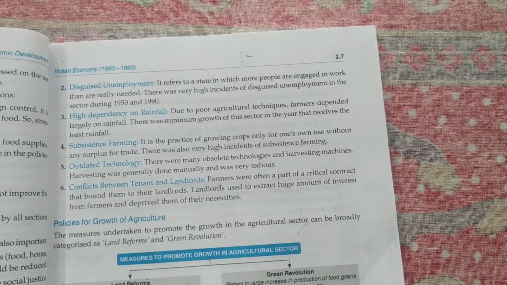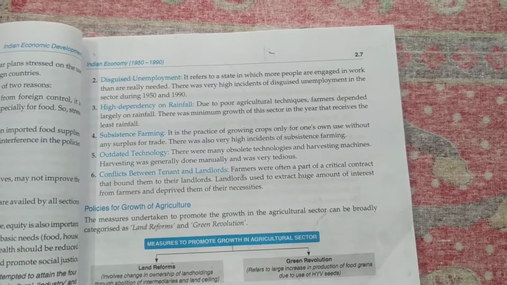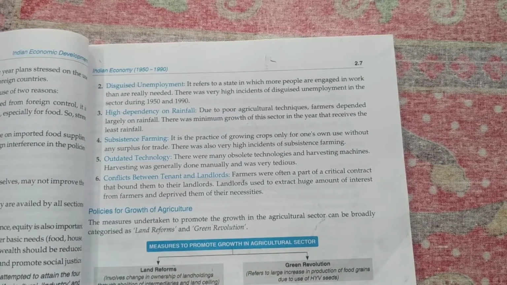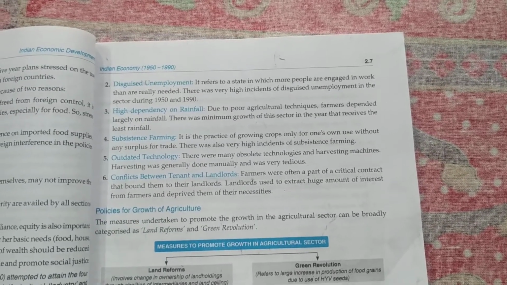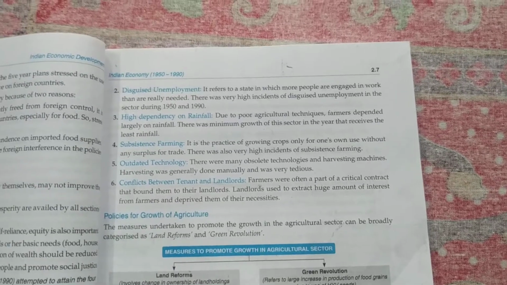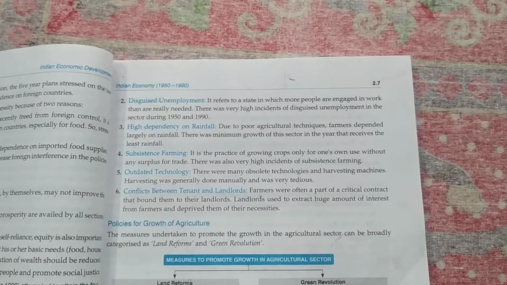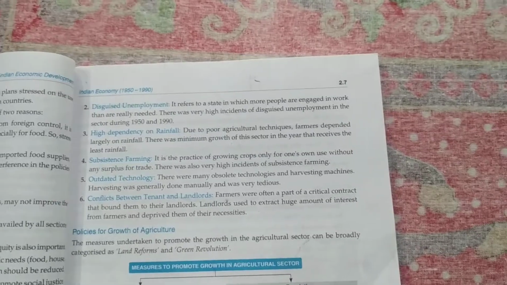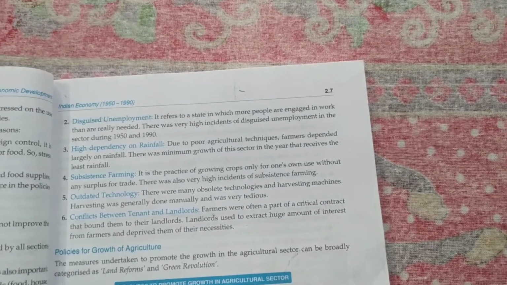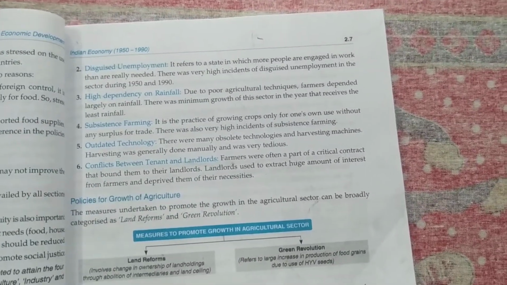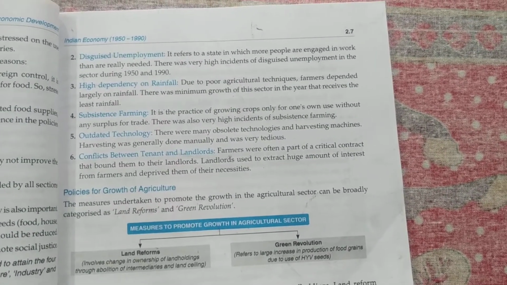So that is why the people were dependent on the rainfall for their irrigation. Subsistence farming is a practice of growing crops only for one's own use without any surplus for trade. There was also a very high incidence of subsistence farming, meaning they were not selling it in the market, as there was not much irrigation and not much development in agriculture, so it was only a subsistence kind of farming. Outdated technology: there was obsolete technology in agriculture.